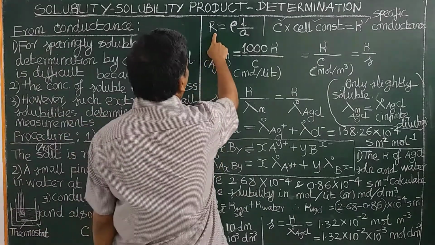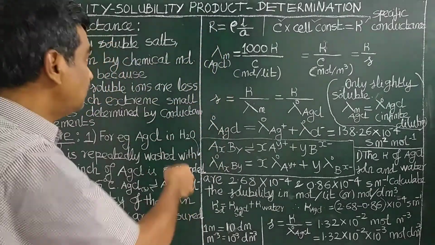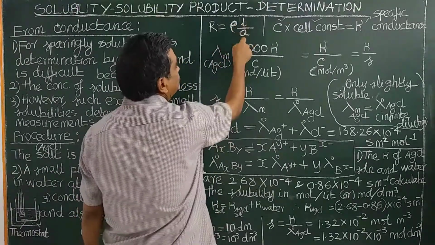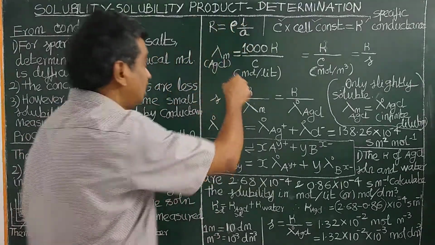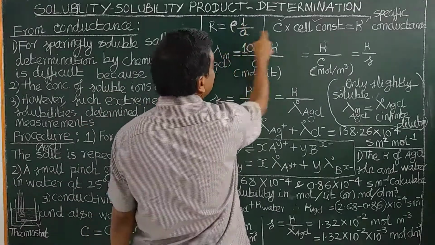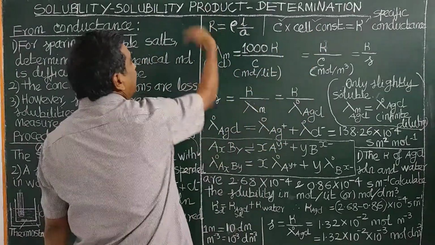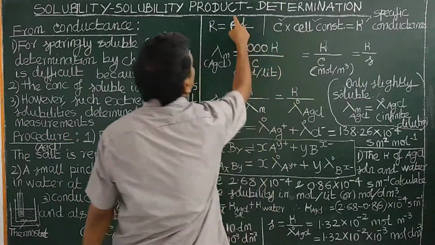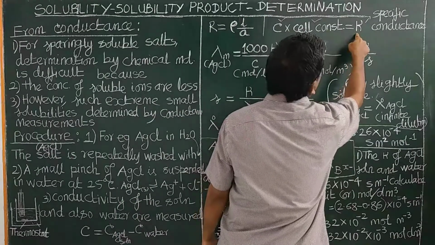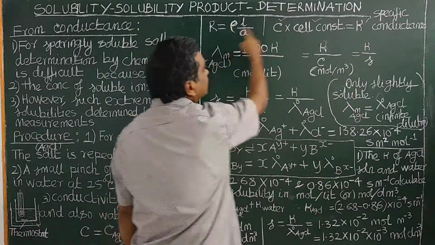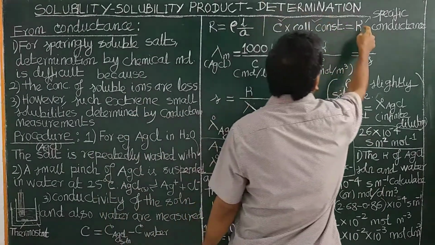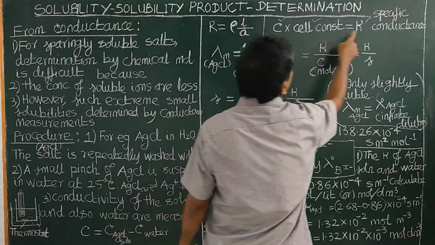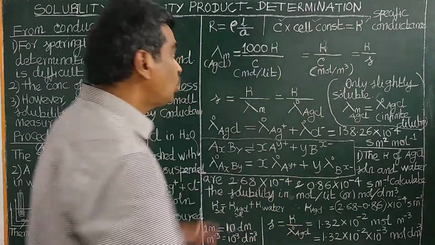The resistance of the silver chloride solution is equal to rho into L by A. Rho is the specific resistivity, and L by A is called the cell constant. On taking the inverse, 1 by R equals conductance. Therefore, 1 by rho equals specific conductance, kappa, the specific conductance or conductivity. Therefore, C into cell constant equals kappa. Okay, there are two formulas.